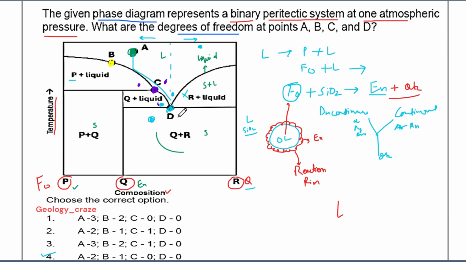But this has a fixed composition. The composition is not changing between anorthite and quartz. Regarding temperature, I am talking only about this point: this point represents the eutectic point, and this point represents the peritectic point. Okay, this is the eutectic point.